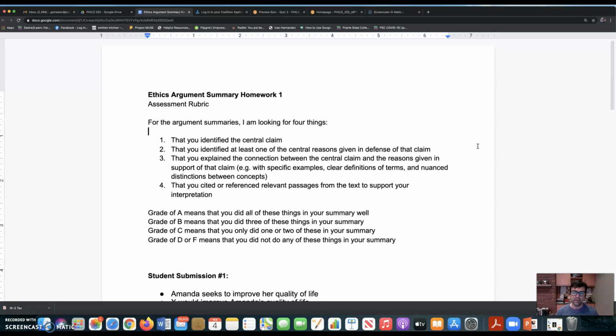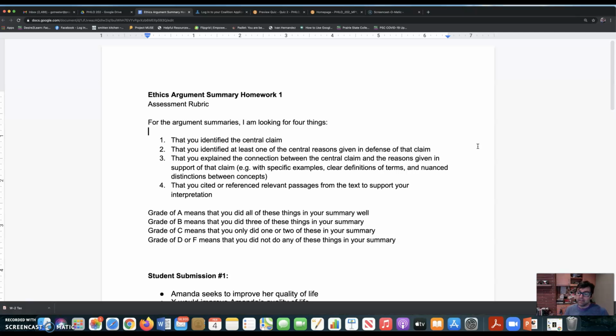And so, for example, by giving specific examples, by clearly defining the terms that you need to understand in order to see the connection between the central claim and the reasons given in support of it, by making nuanced, fine-grained or detailed distinctions between central concepts that are needed, again, to understand both the central claim that Heathwood is making and the reasons he gives in support of that claim. Okay, so that's the third component. That's the third thing I'm looking for in your argument summaries.